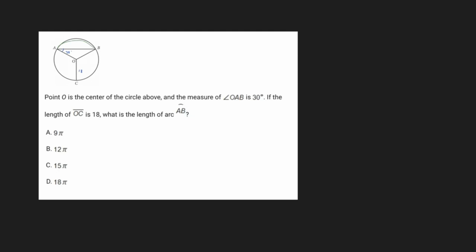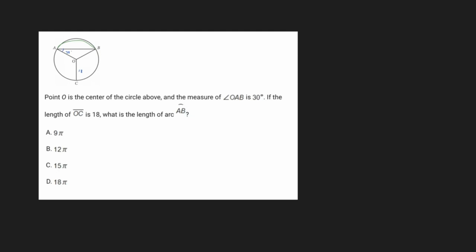Well, the first thing to note here is that OC represents the radius, right? So because OC is the radius, because it goes from one point on the circle to the center, we know that the radius has a value of 18. Now, the same thing happens from B to O, as well as A to O.